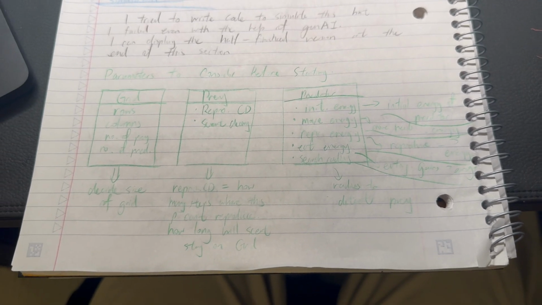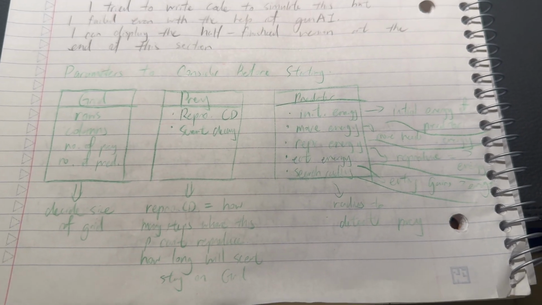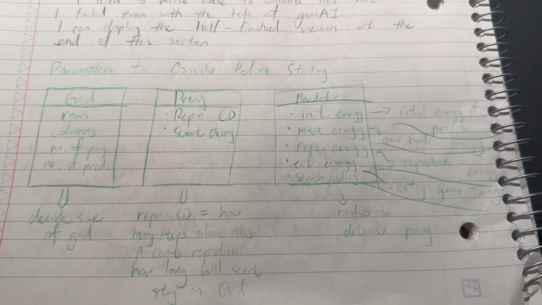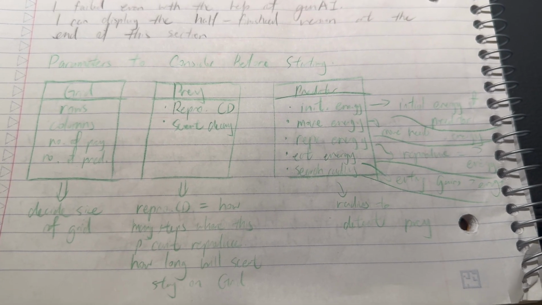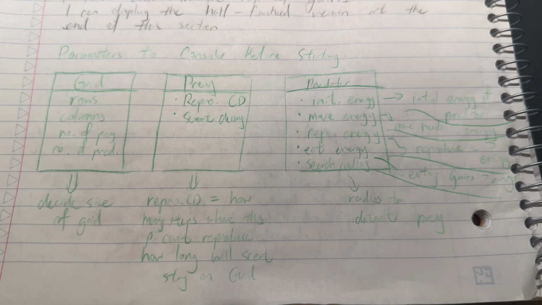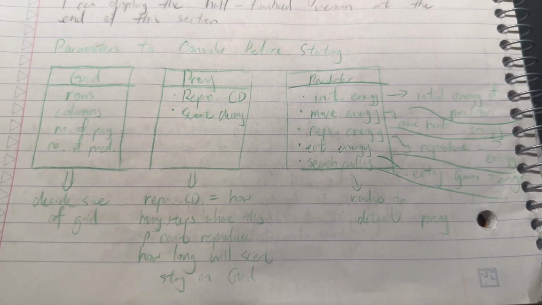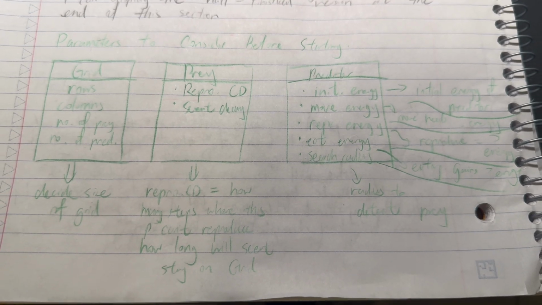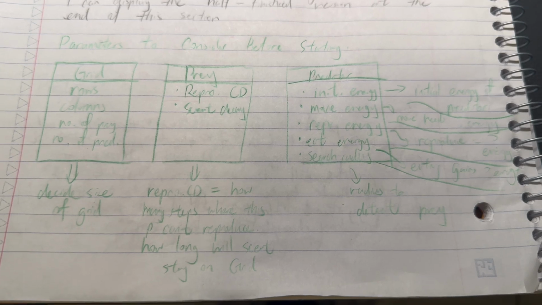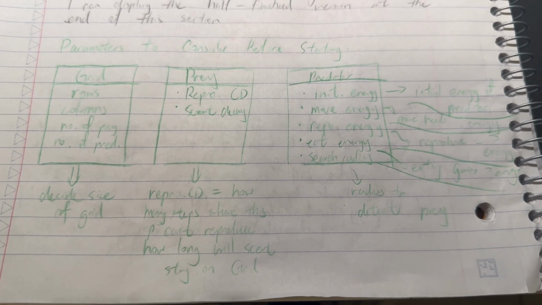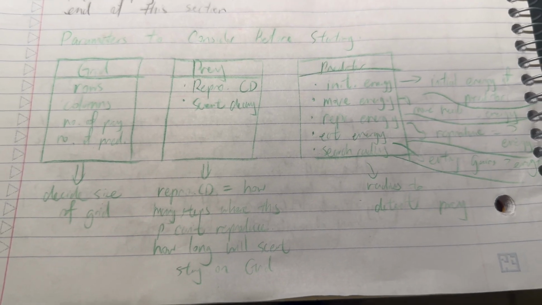And then here you can see the parameters for the preys are the reproduction countdown and the scent decay. The reproduction countdown means that after they reproduce, there will be a countdown during which they are not able to reproduce again for the predetermined amount of turns. And the scent decay is how long the scent will stay on the grid before it disappears. For the predators, there's a lot of parameters.